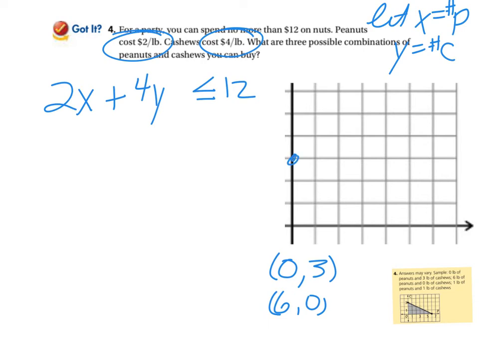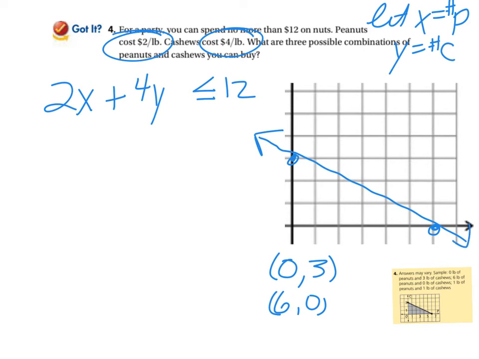And let's see, 1, 2, 3, 4, 5, 6, 0. And then we can just play connect the dots. And this one is going to be a solid line because it has that equals portion to it. So there we go. Not the best line, but hey, we'll give it a go. And then we have to decide which way to shade.